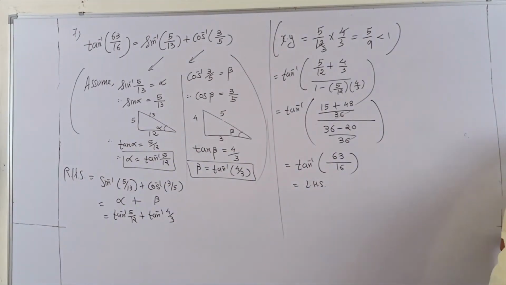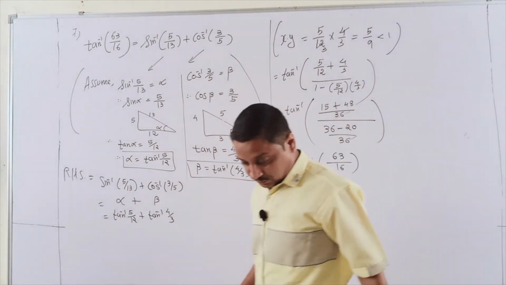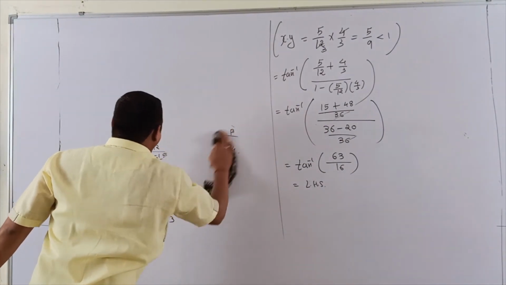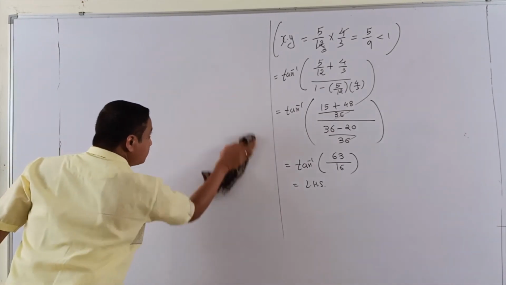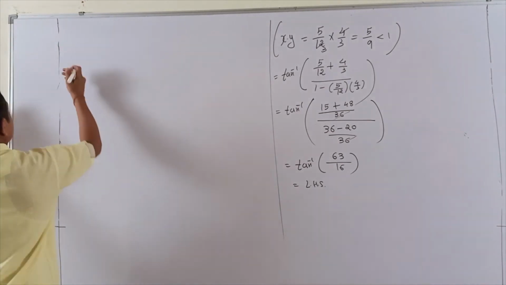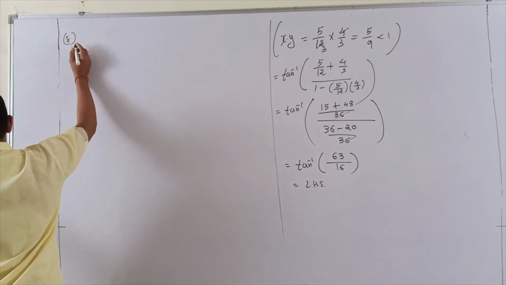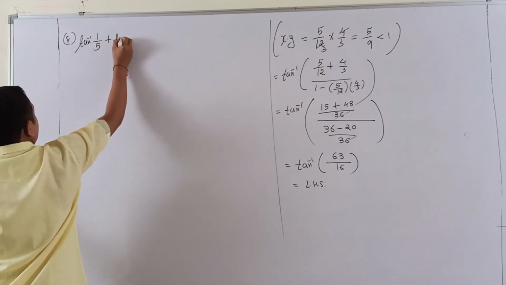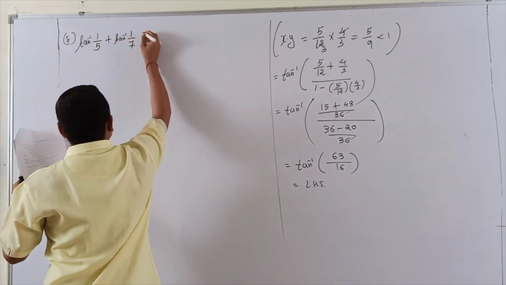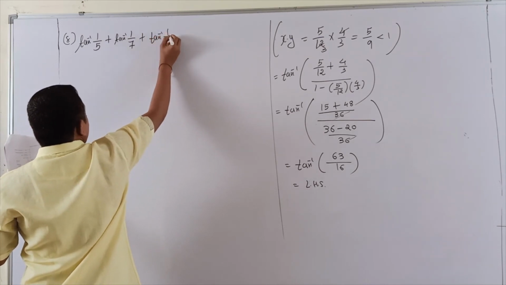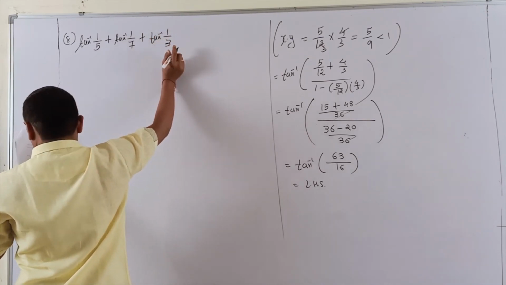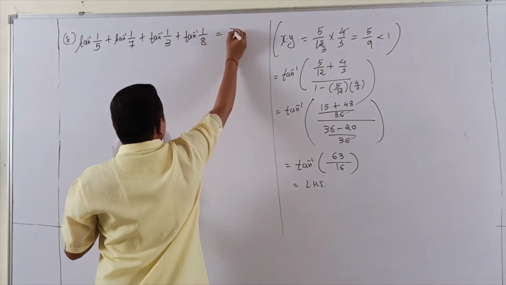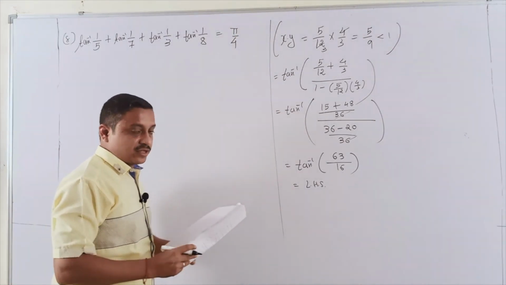Now I go to the next one. Question number 8. Exercise continues. Tan inverse 1 by 5, 1 by 7, 1 by 3, and 1 by 8. And prove that it equals pi by 4.